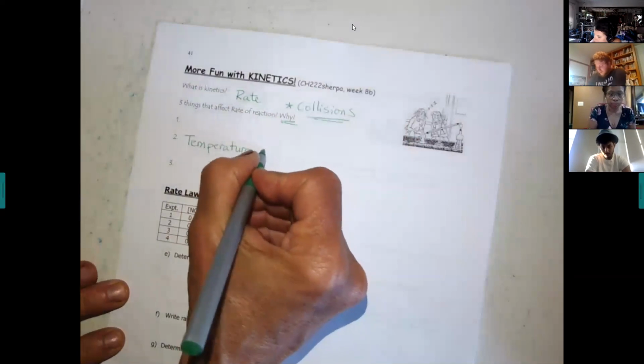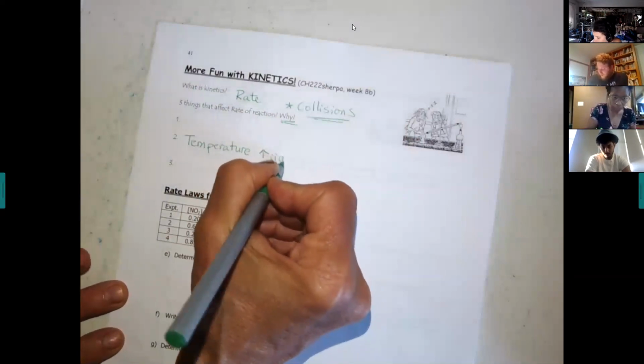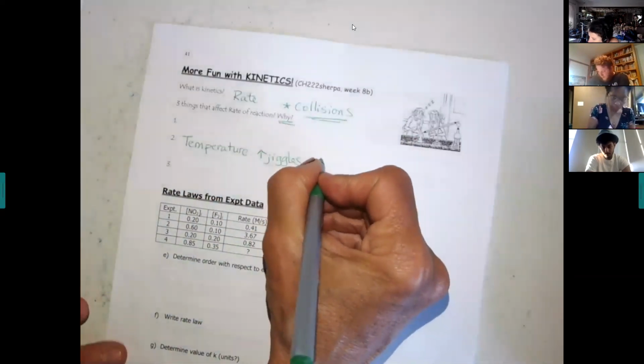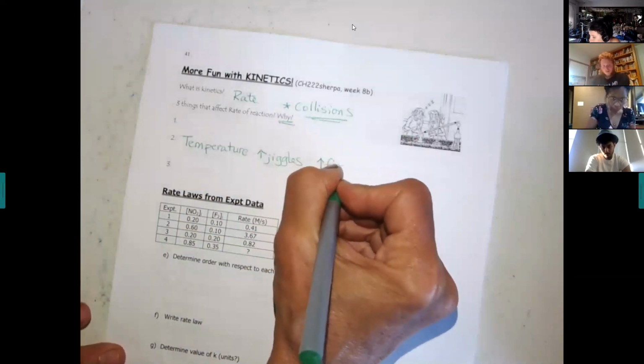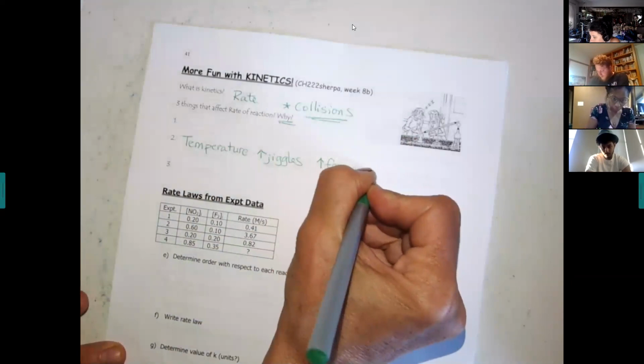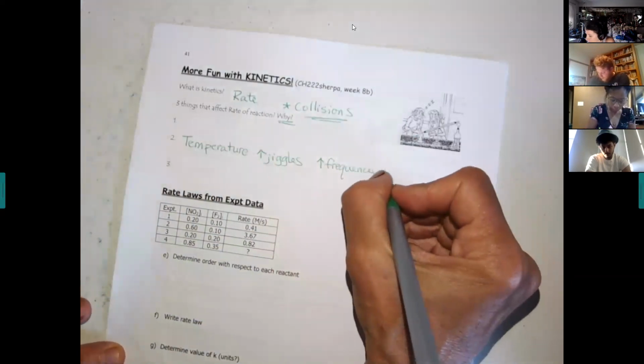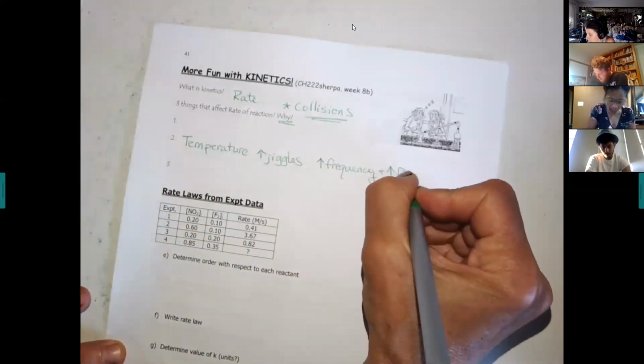So we need the reactants to collide. Temperature increases the jiggles, the giggles, the wiggles, whatever you want to call it, the kinetic energy. So if you have more jiggles, you're going to get more collisions, so greater frequency and force of the collision.